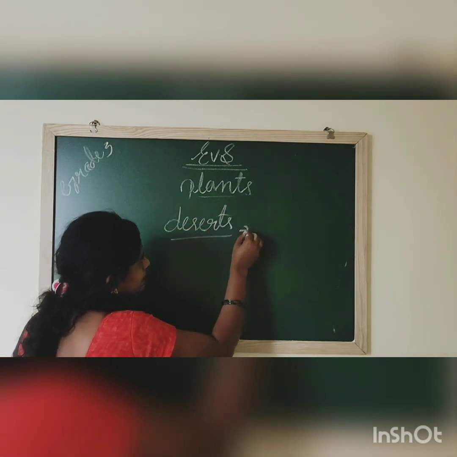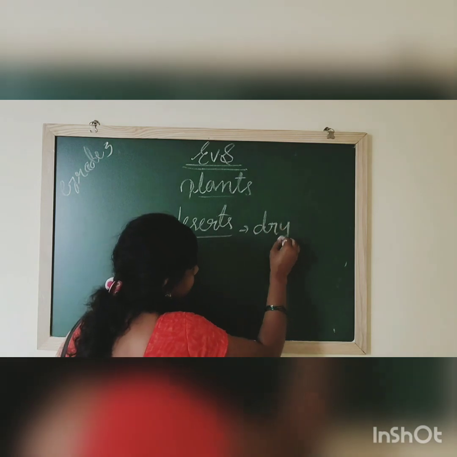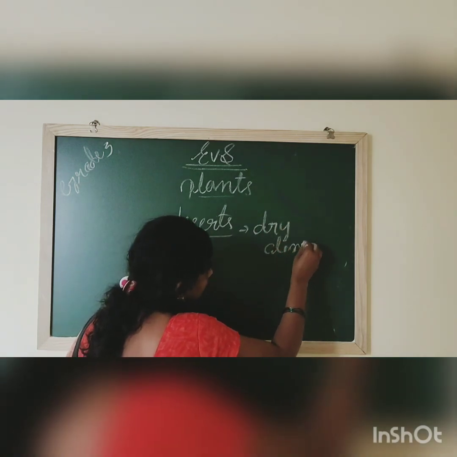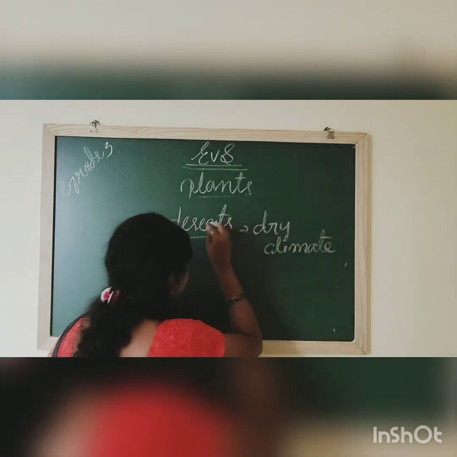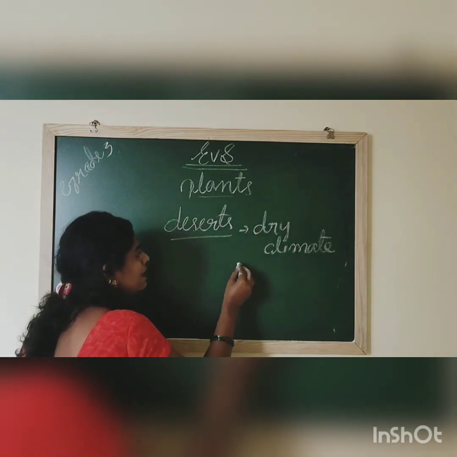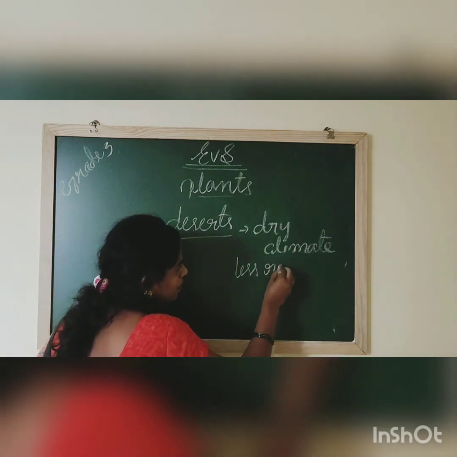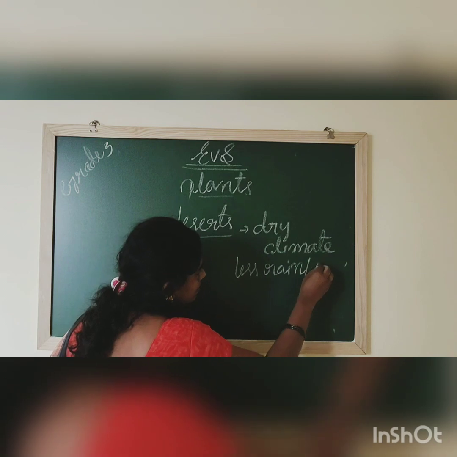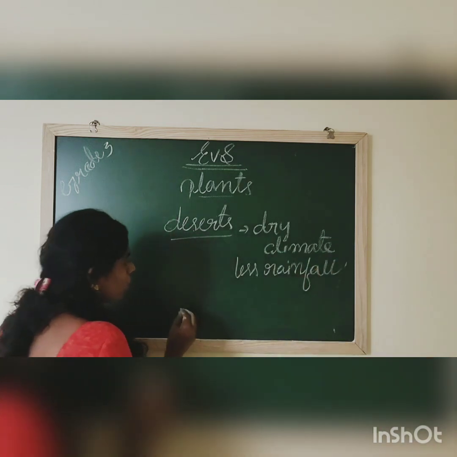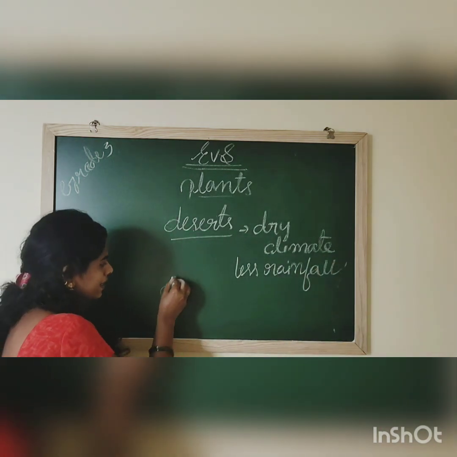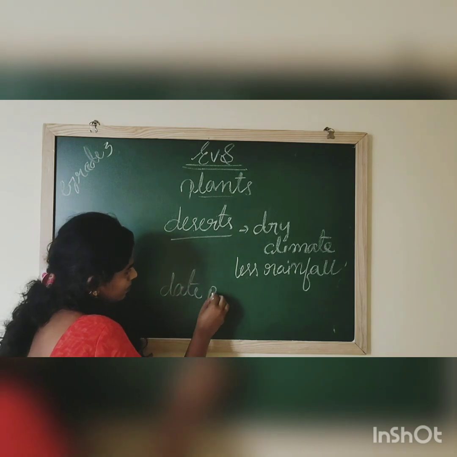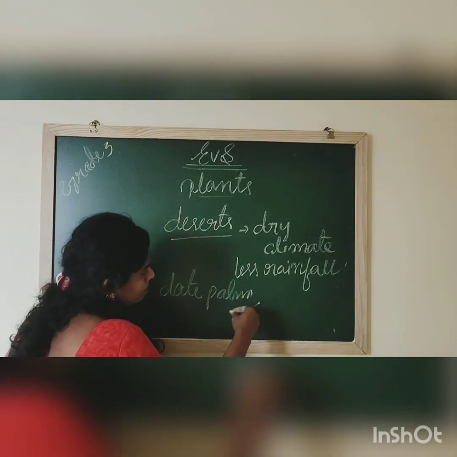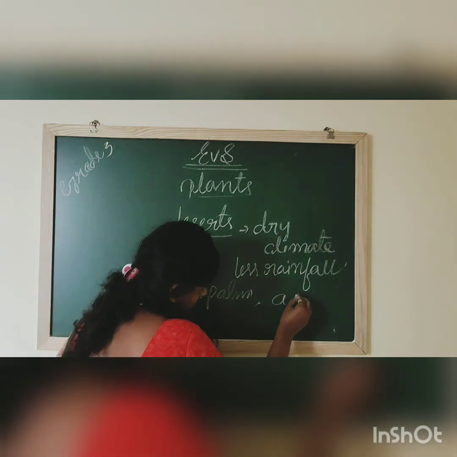What kind of climate is it? Dry climate. Okay, so in the desert, there is a dry climate and less rainfall. What kind of plants are growing in this? Date palms. Okay, date palms, then cactus.